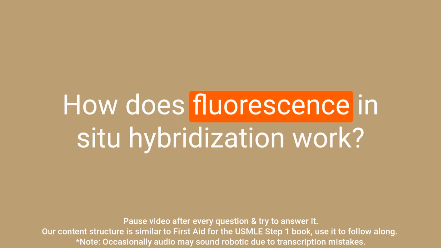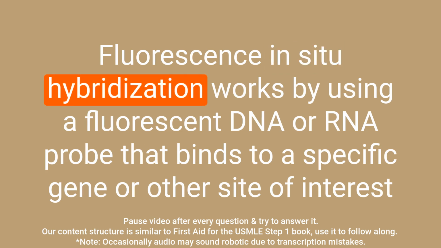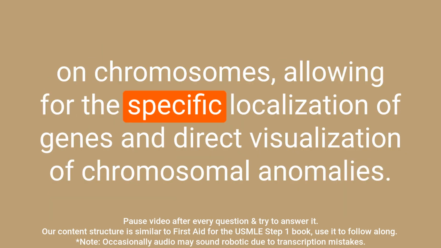Question: how does fluorescence in situ hybridization work? Answer: fluorescence in situ hybridization works by using a fluorescent DNA or RNA probe that binds to a specific gene or other site of interest on chromosomes, allowing for the specific localization of genes and direct visualization of chromosomal anomalies.